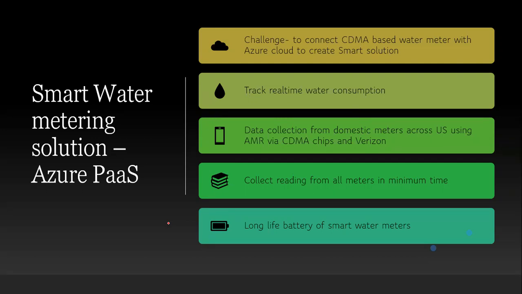In implementing the smart water metering solution, our challenge was to connect the smart sensor water meter to the Azure cloud to create a smart solution. We have to track real-time water consumption. We have to collect data from domestic water meters across the US using AMR via CDMA chips and Verizon. Here, we are talking about smart water meters, and Verizon is a wireless network connection. We have to collect readings from all meters in minimum time. As we have discussed, speed and time is a critical factor. And also we want long life battery of smart water meters. These are some of our challenges.